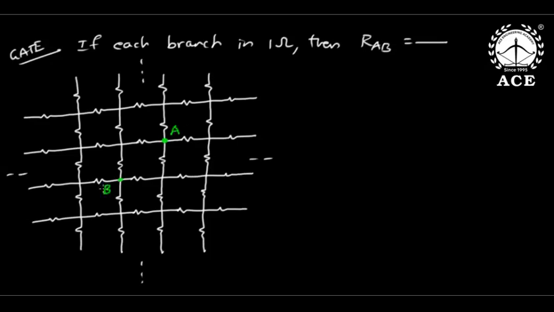It is an infinite ladder in all directions, or an infinite grid, I will say. It is an infinite grid in all directions. It's like a planar, two-dimensional infinite grid, like north, east, west, south. Each branch resistance is 1 ohm, and I want RAB. I'm giving you 2 minutes. Try something. I need RAB.